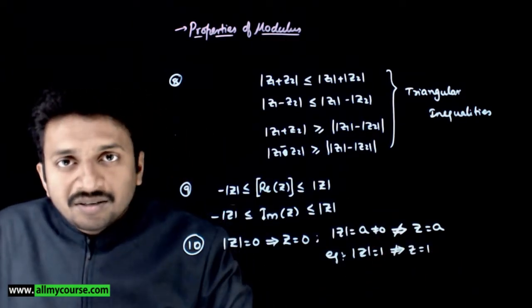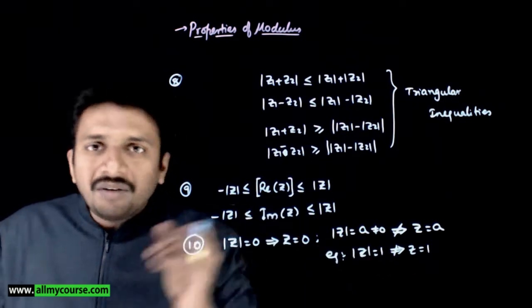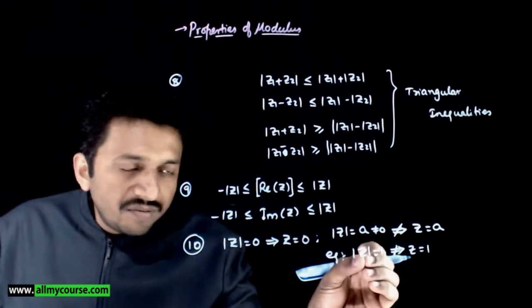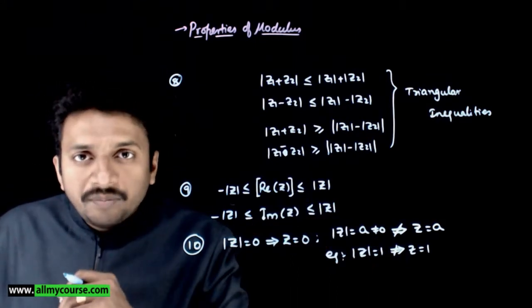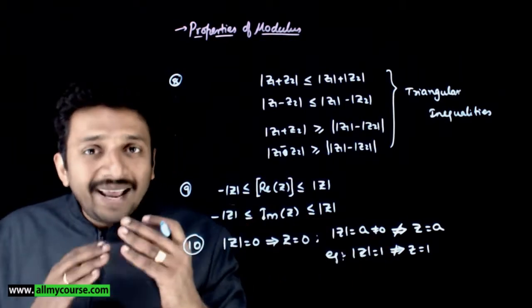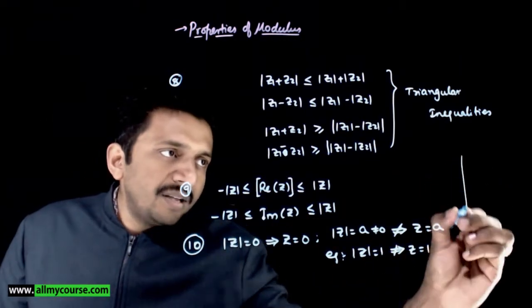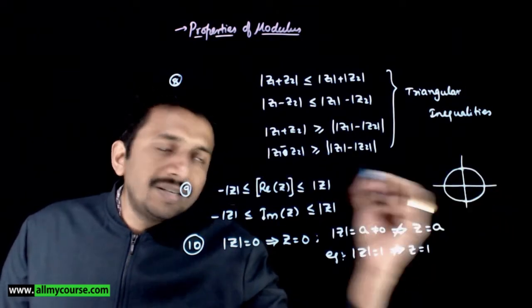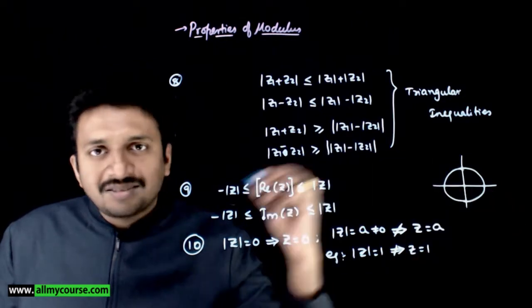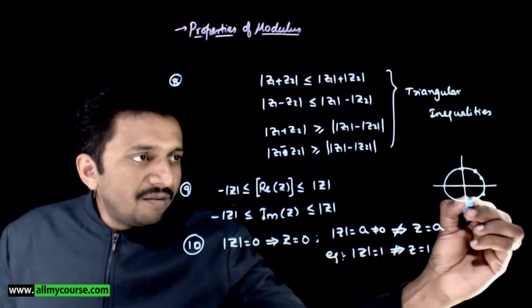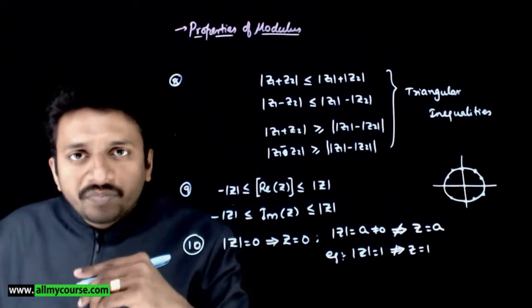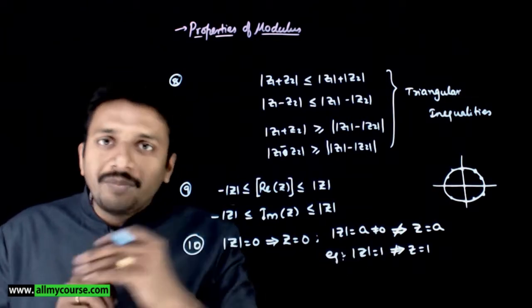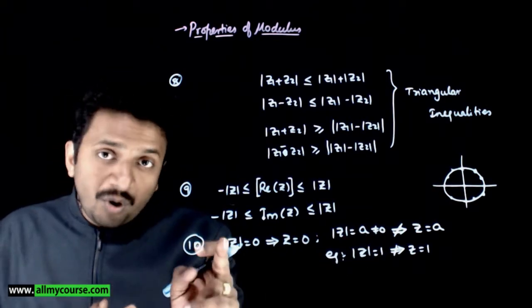You cannot write this, because mod Z is equal to 1 means that the distance of Z from the origin is equal to 1. That does not mean Z has to be exactly equal to 1. You can have many different complex numbers whose magnitude is equal to 1. If you draw a unit circle, every point on this circle will have mod Z equal to 1. 1 is one of them. So you cannot say that mod Z is equal to 1 implies Z is equal to 1. But this is true for mod Z is equal to 0.